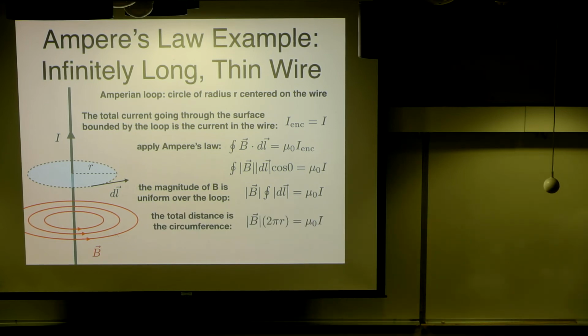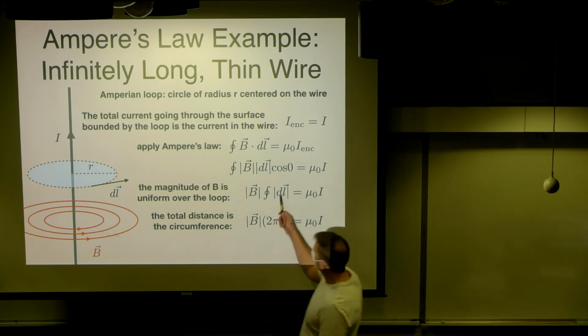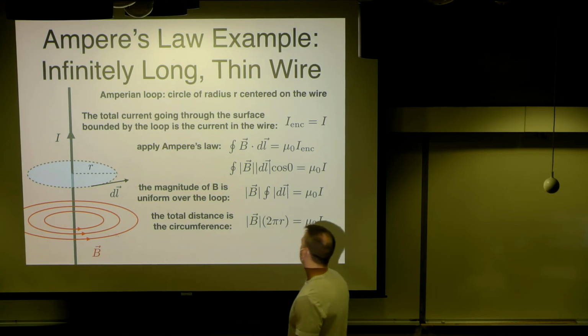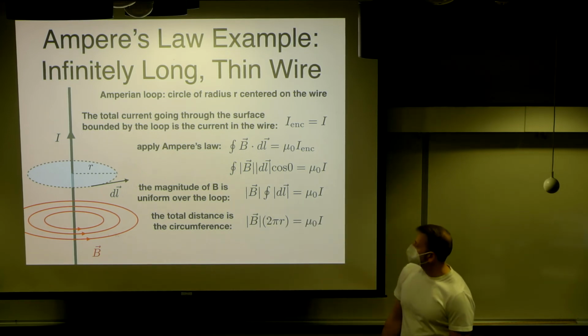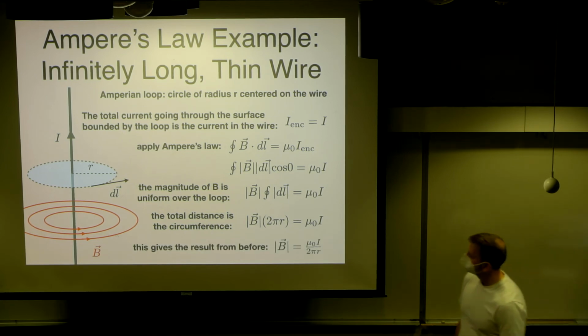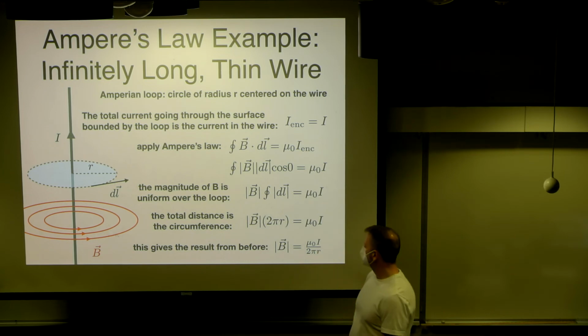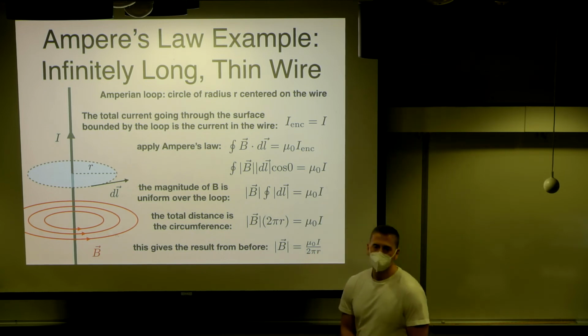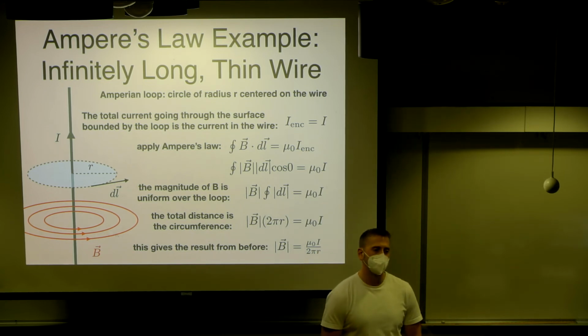So we have B times 2 pi r, that's the circumference, that's the total distance around the loop, equals mu naught times I. And what does that give us? It gives us this. B, the magnitude of that B field, is mu naught I divided by 2 pi r. And that's a result we already saw, okay? So that's how we get to it using Ampere's law.